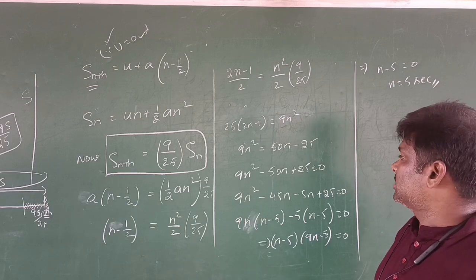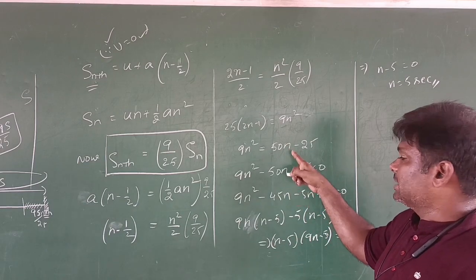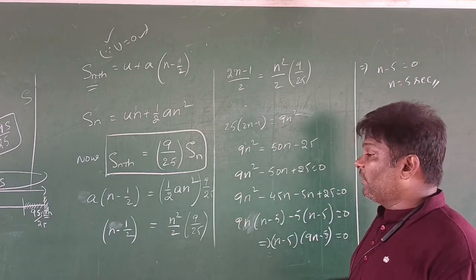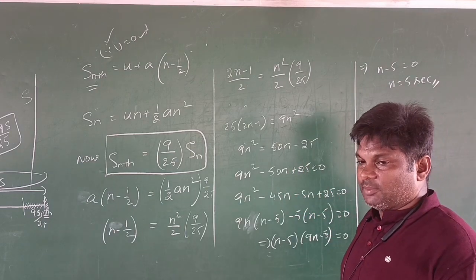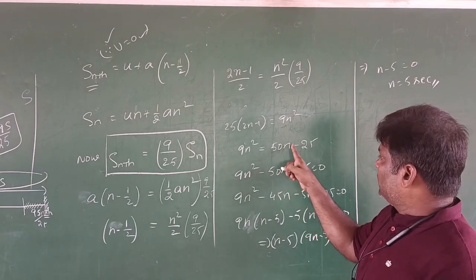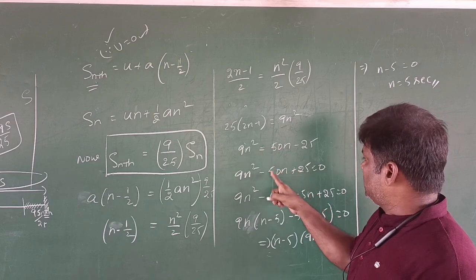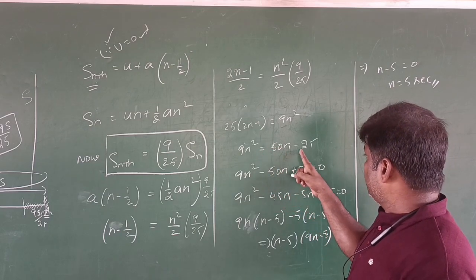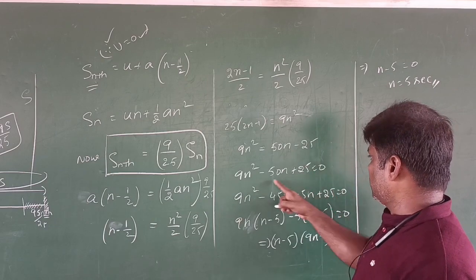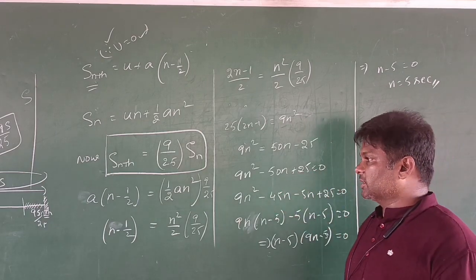Now you got an equation. You can simplify this by the factorization method, without using the formula. Then I wrote here 9n square. Bring this 50n to the left side. This will become minus 50n. Minus 25 on the left side becomes plus 25, equal to 0. This is your equation form.